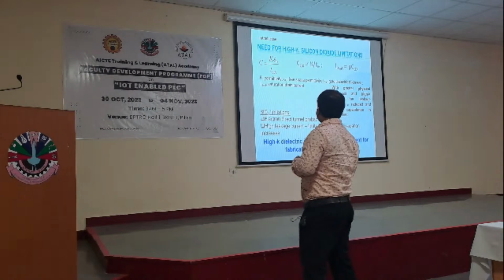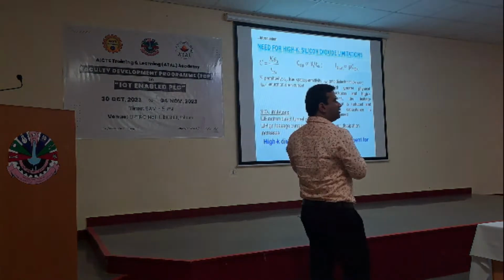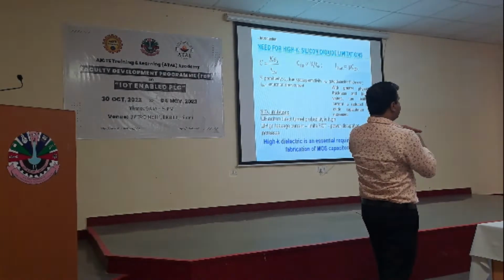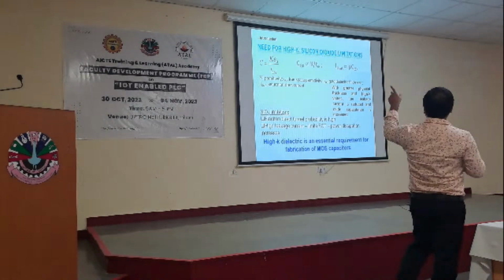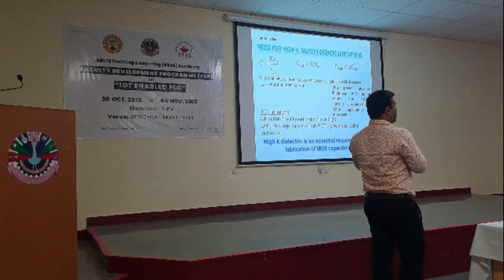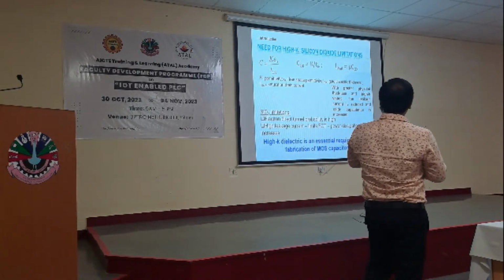Next. Again, initially I told you that it is a MOS device. MOS means metal, oxide and semiconductor. The semiconductor is gallium arsenide, and the oxide material I have used here is zirconia. Why very high K? Zirconia is a very high K dielectric material.